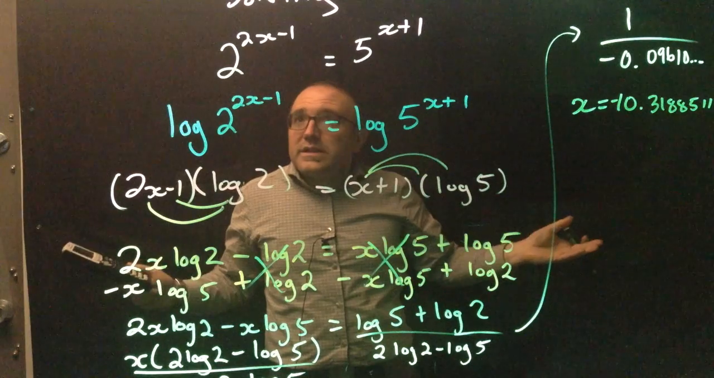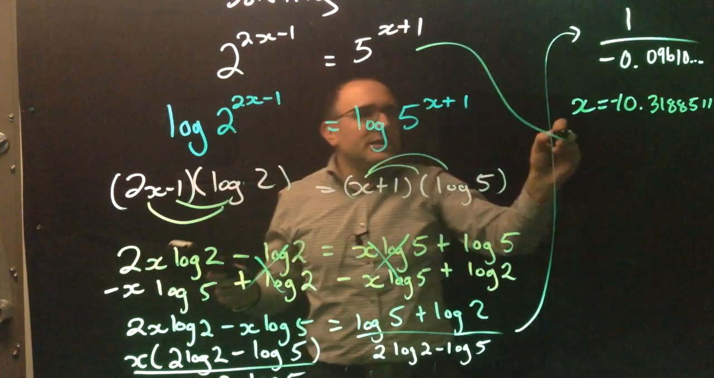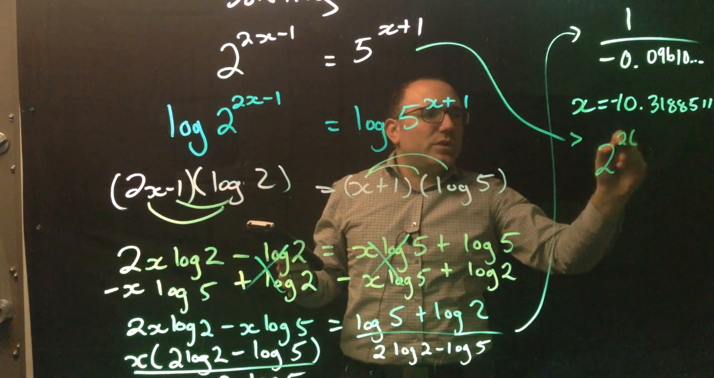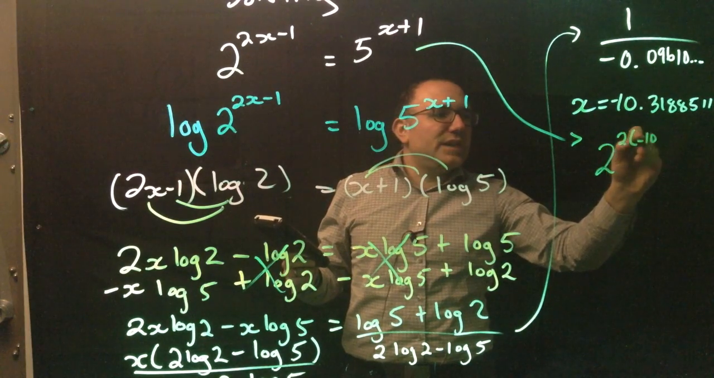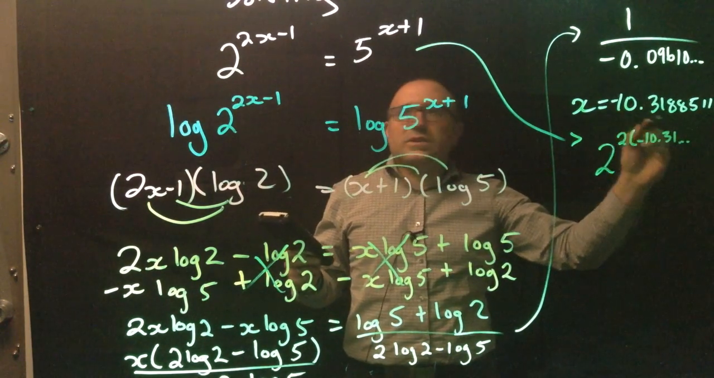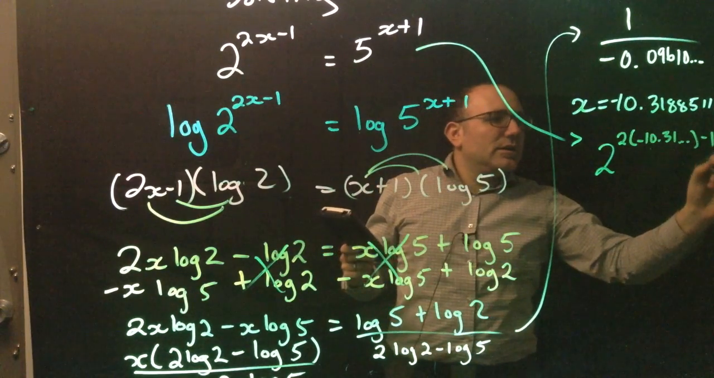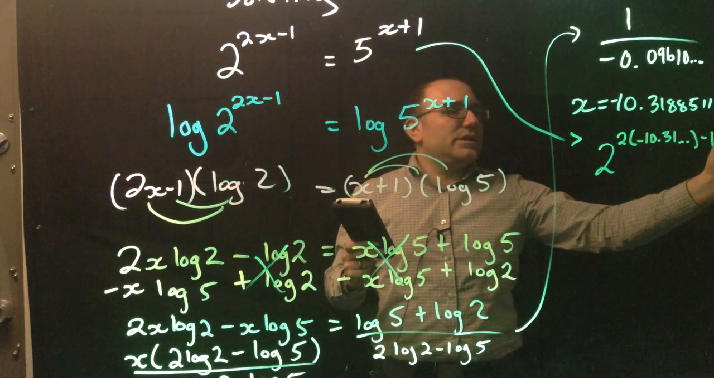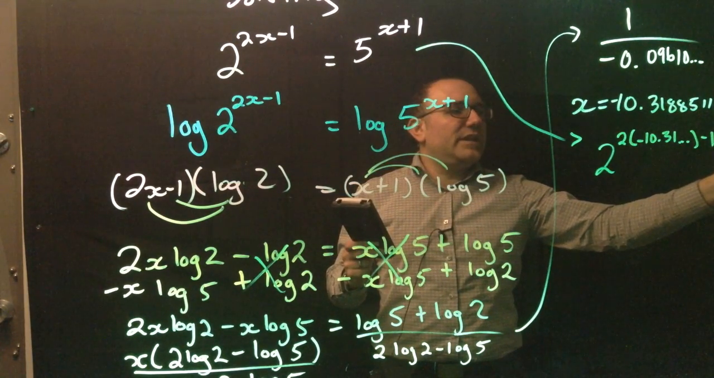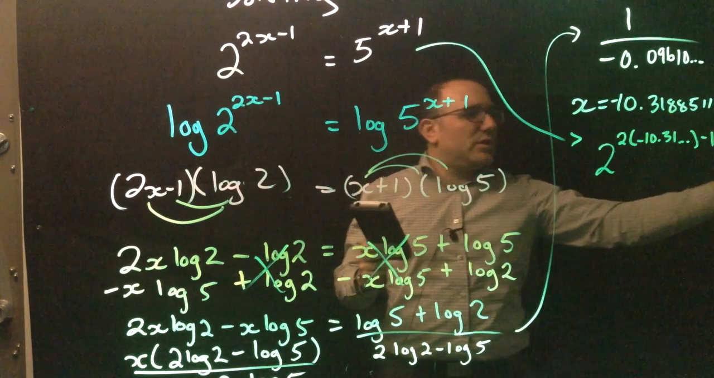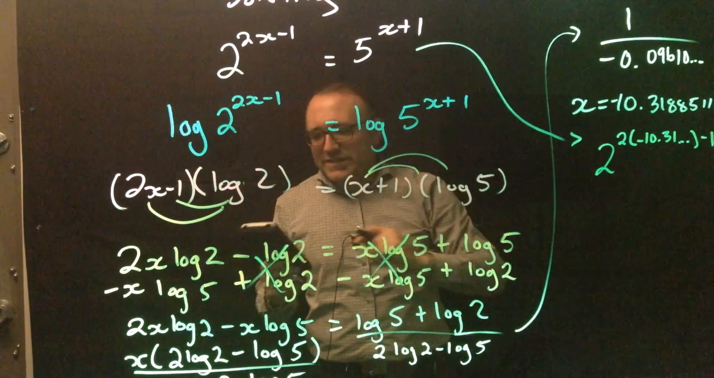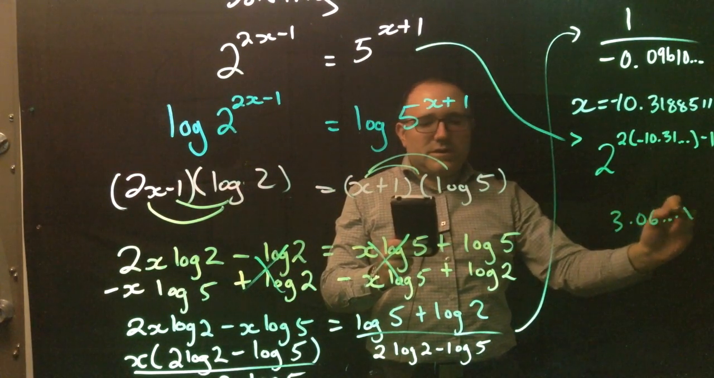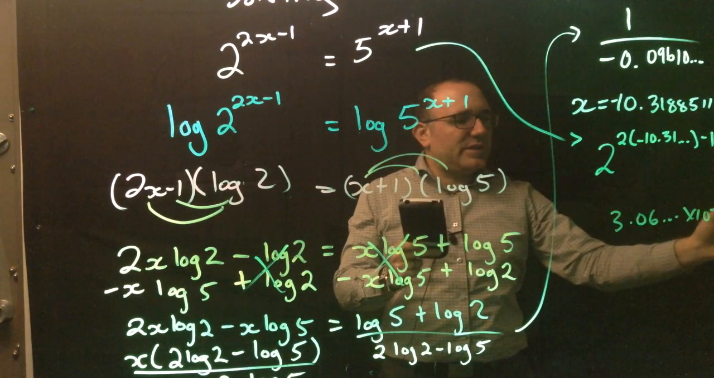Well, are we right? Double check. Go back to this and actually check. Write in 2 to the exponent of 2 times negative 10.31, trying to include all the values in your calculator, minus 1. Same thing on the other side: 5 to the exponent of negative 10.31 plus 1. You'll be surprised to see they're the same values, because you would get 3.06 times 10 to the negative 7, and you get the same thing on this side.